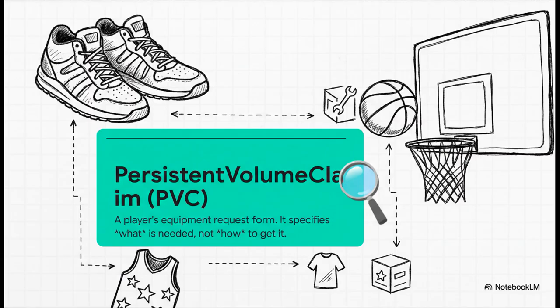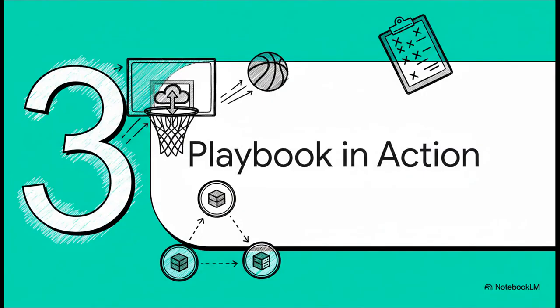Okay, so that's the what. But the how is the really crucial part. How does a player actually get their gear from these suppliers? They use what's called a persistent volume claim, or a PVC for short. And you can just think of this as a super simple equipment request form. The player, or in our world, the application, just says what it needs, like, hey, I need size 13 shoes. It doesn't have to know which supplier to call or how to get them. The system just handles the rest. It's brilliant.